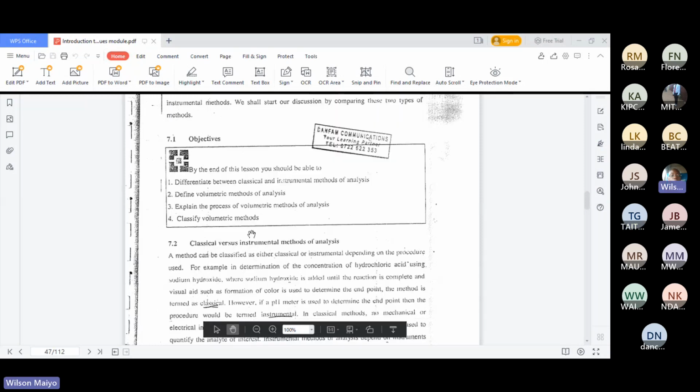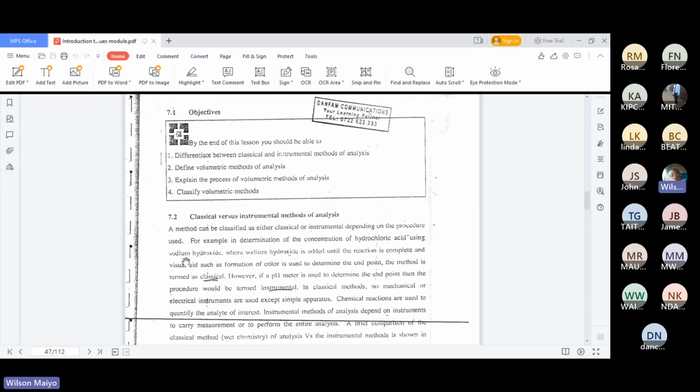Now, before that, when you talk of a classical method or instrumental method, it all depends on the procedure that is applied. For example, if you are determining HCl using sodium hydroxide in a volumetric analysis, where you check the completion of the reaction using a change in color as the endpoint, you use the indicator to check the endpoint. Then such a procedure we say is classical.